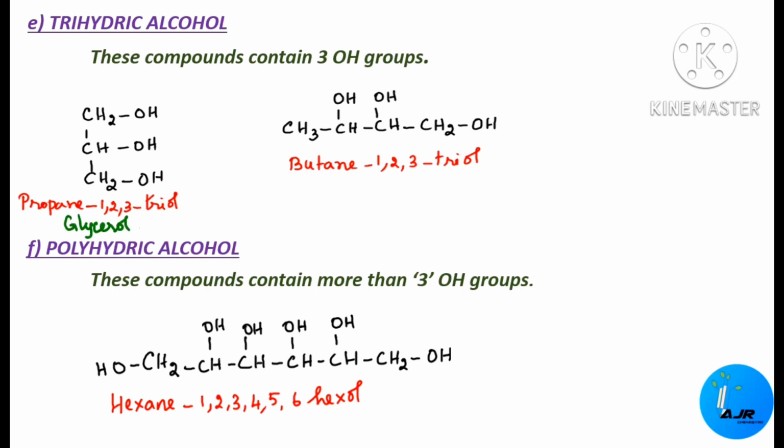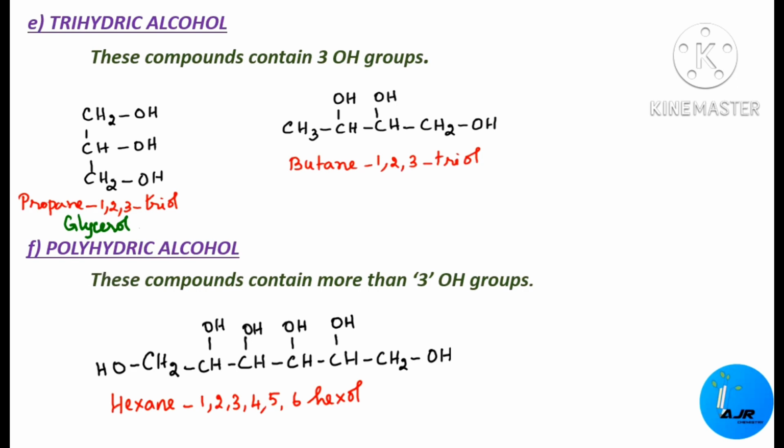Understood, students? Now see the next example. Here in this example also we are having 3 OH groups, is it not? Methane, ethane, propane, butane. So butane 1, 2, 3, 4. So in 3 positions we are having OH groups. So butane-1,2,3-triol. Okay, butane-1,2,3-triol. So 3 OH groups are there. So this comes under trihydric alcohol.